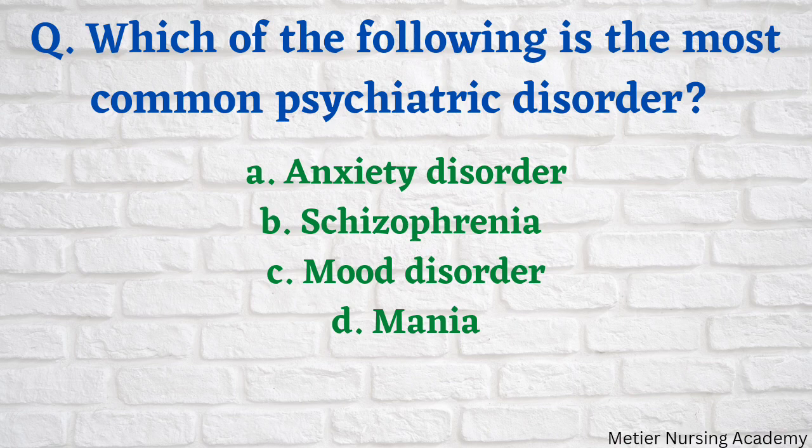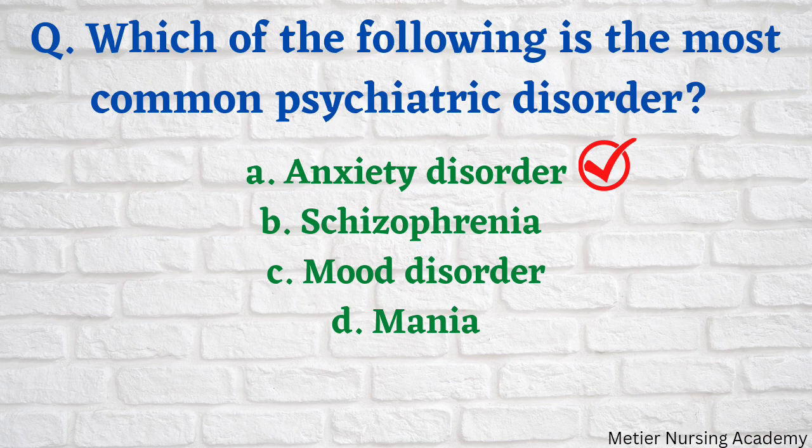Which of the following is the most common psychiatric disorder? Anxiety disorder, schizophrenia, mood disorder, mania. This question was asked in DNB NEET 2014 as well as 2015. And here the right answer is option A, anxiety disorder.